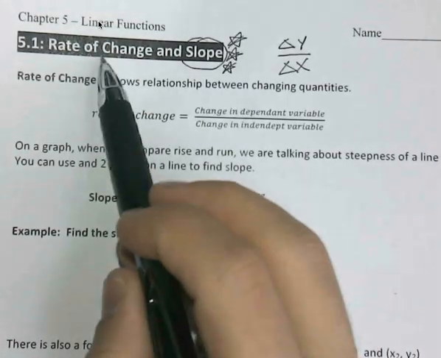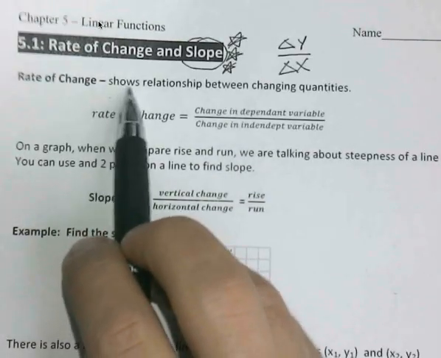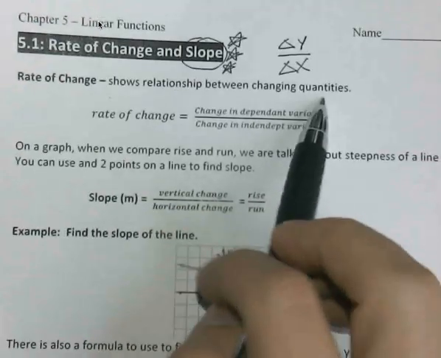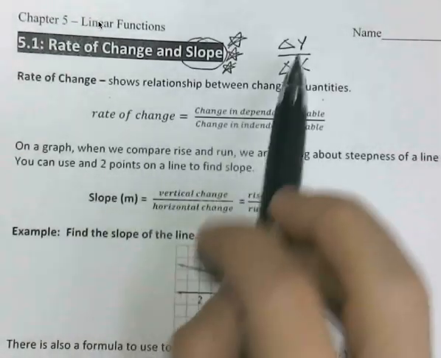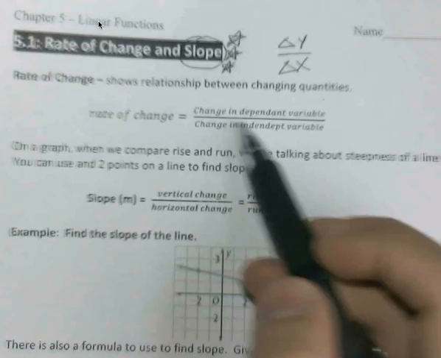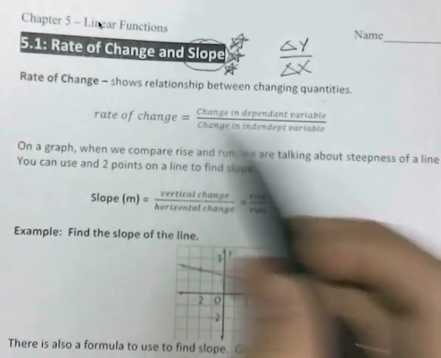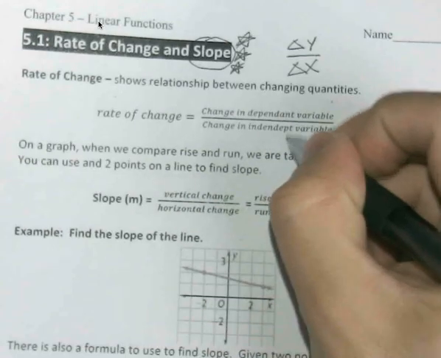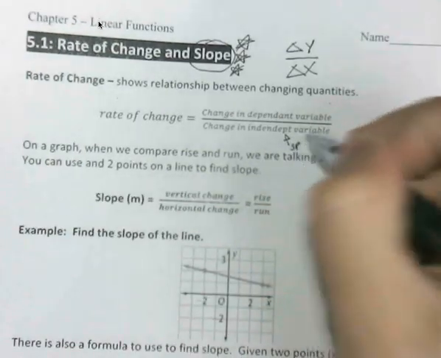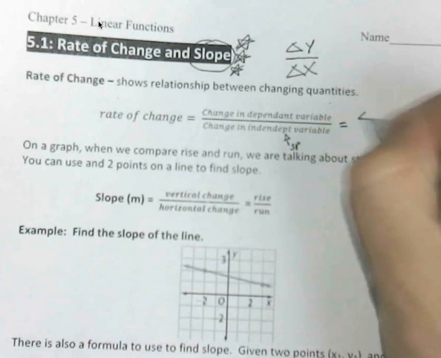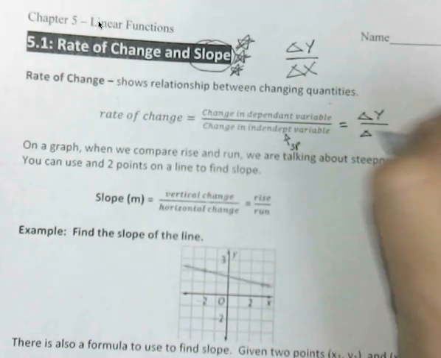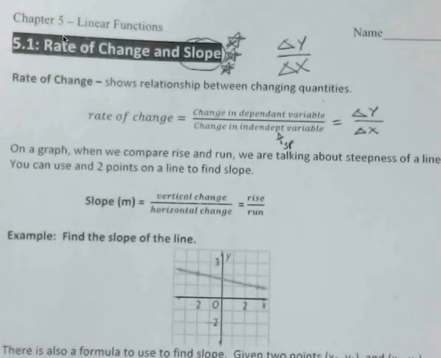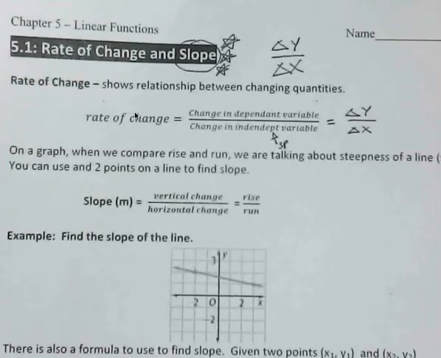The rate of change part is very similar, where it just shows relationships between changing quantities. So the rate of change is really the same idea here, the change in the dependent variable dividing by the change in the independent variable. A little bit of a spell check, but who's checking, am I right? So delta y over delta x, change in y over the change in x. So the change in the y coordinates divided by the change in the x coordinates.